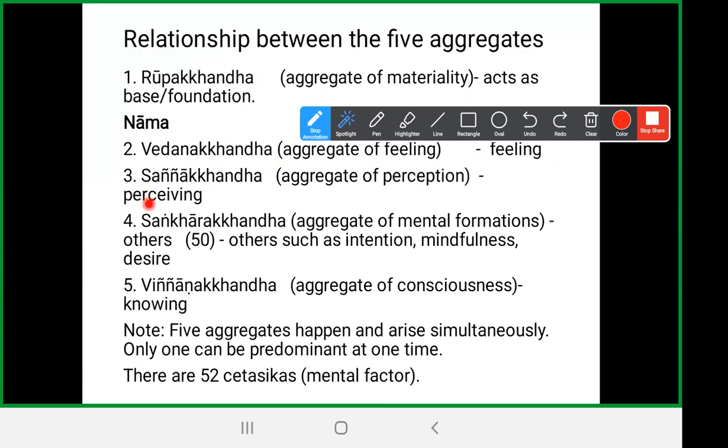If you're perceiving something, like you see a color or you hear a noise, then this Sanya Khanda is more predominant. There are other things like mindfulness and so on. At that time, Sankara Khanda is more predominant. When you're just knowing, like you know the sight, know the sound, then it is the Vijnana Khanda.